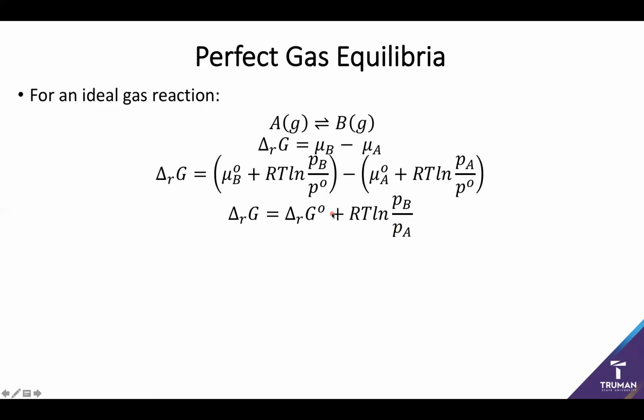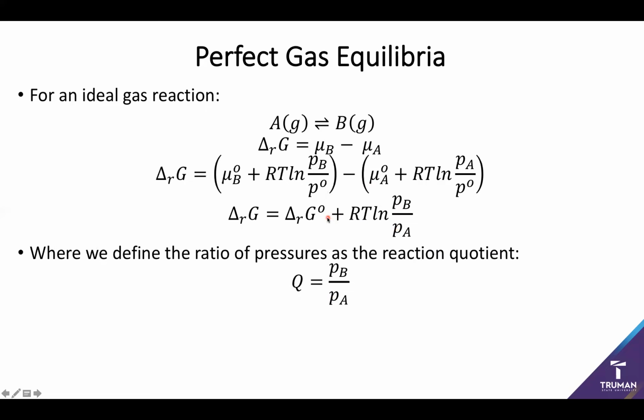Well, it turns out we can extend this idea quite a far way, where we can replace this ratio of products and reactants with the reaction quotient, where again, this is going to be a ratio of products to reactants, since this is a gas, given in terms of partial pressures of the respective species.